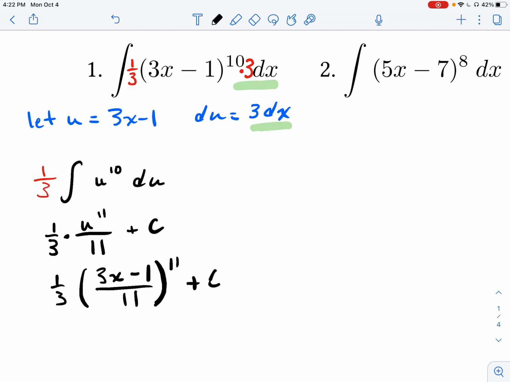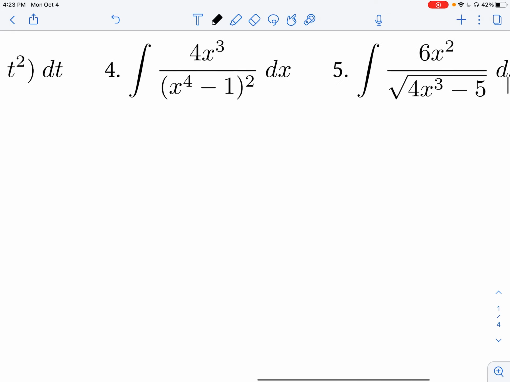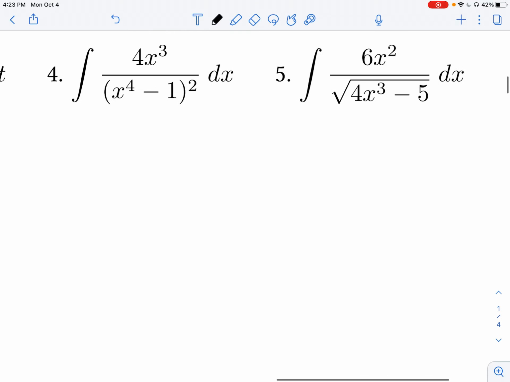Okay? So this was a pretty easy workaround when all we had to do was introduce some type of scalar there. So let's try something else here. Let's just go ahead and try something a little bit more complicated. Suppose we did something like, well, let's see here. What would be a good one? Okay, how about this one over here? Let's try number 4. So for number 4 here, ask yourself what would make a good option for our u here. We would say u is equal to, I'm going to go with the denominator here. I'm going to treat u as my x to the 4th minus 1.